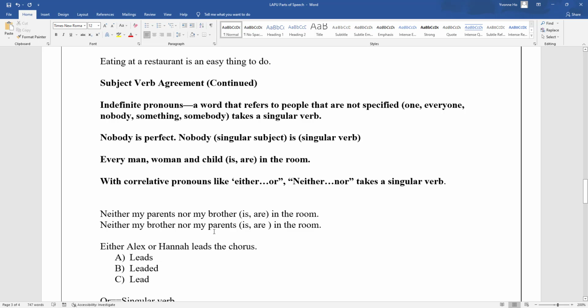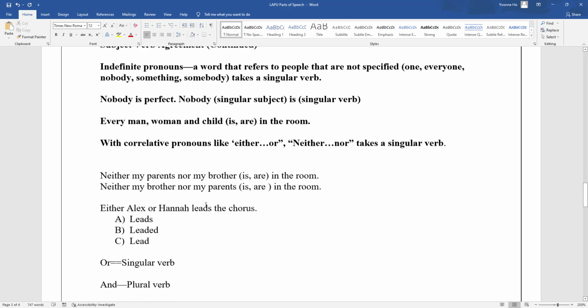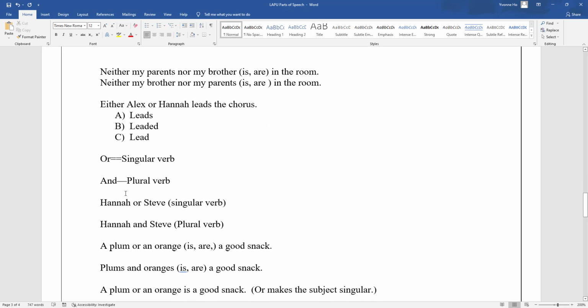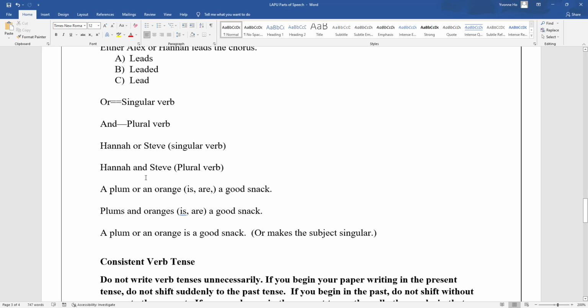So when you use correlative pronouns, you have to remember to agree with the second subject. Why is this the case? I don't remember the why. I just remember memorizing this rule and just using it that way. But when you have and, okay? So when you have Hannah or Steve, that always takes a singular verb. But if you have Hannah and Steve, that takes a plural verb.